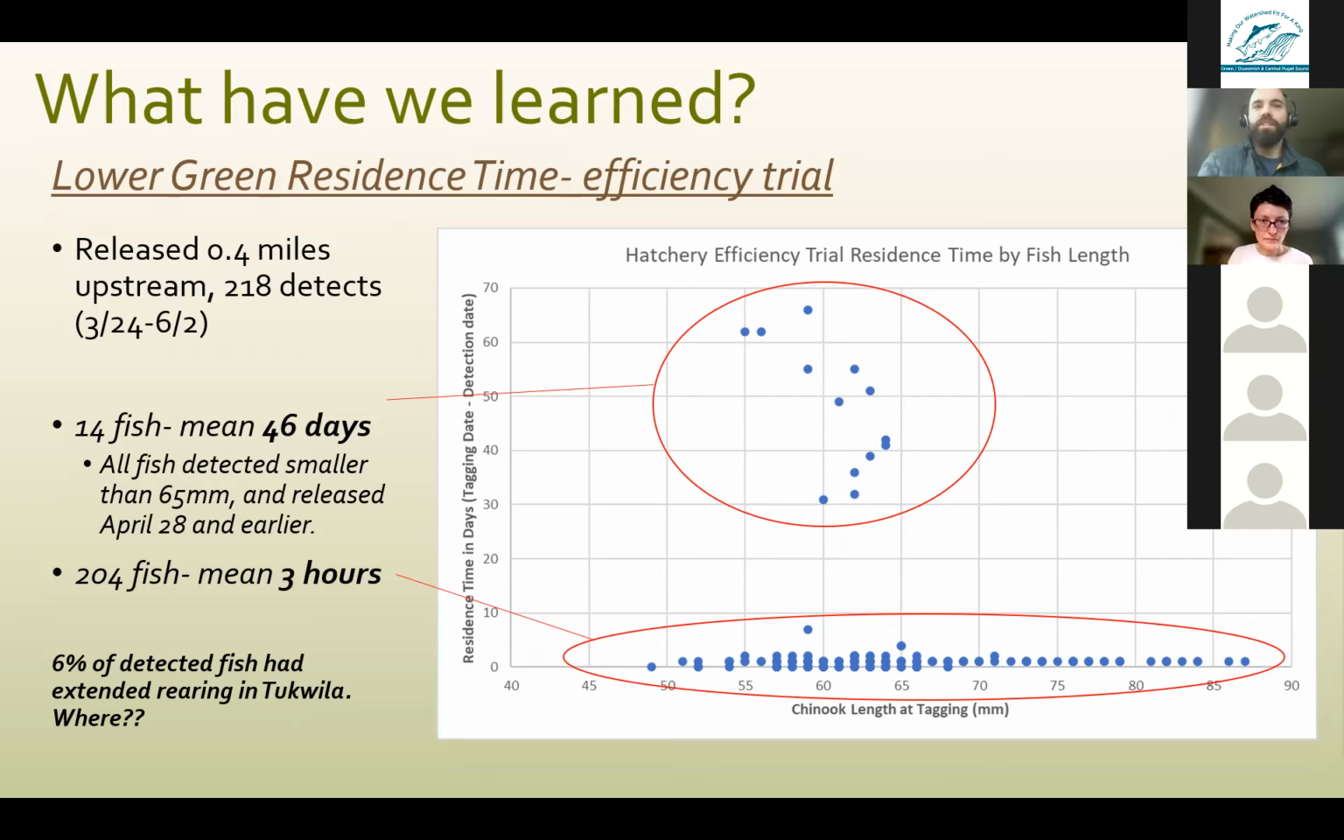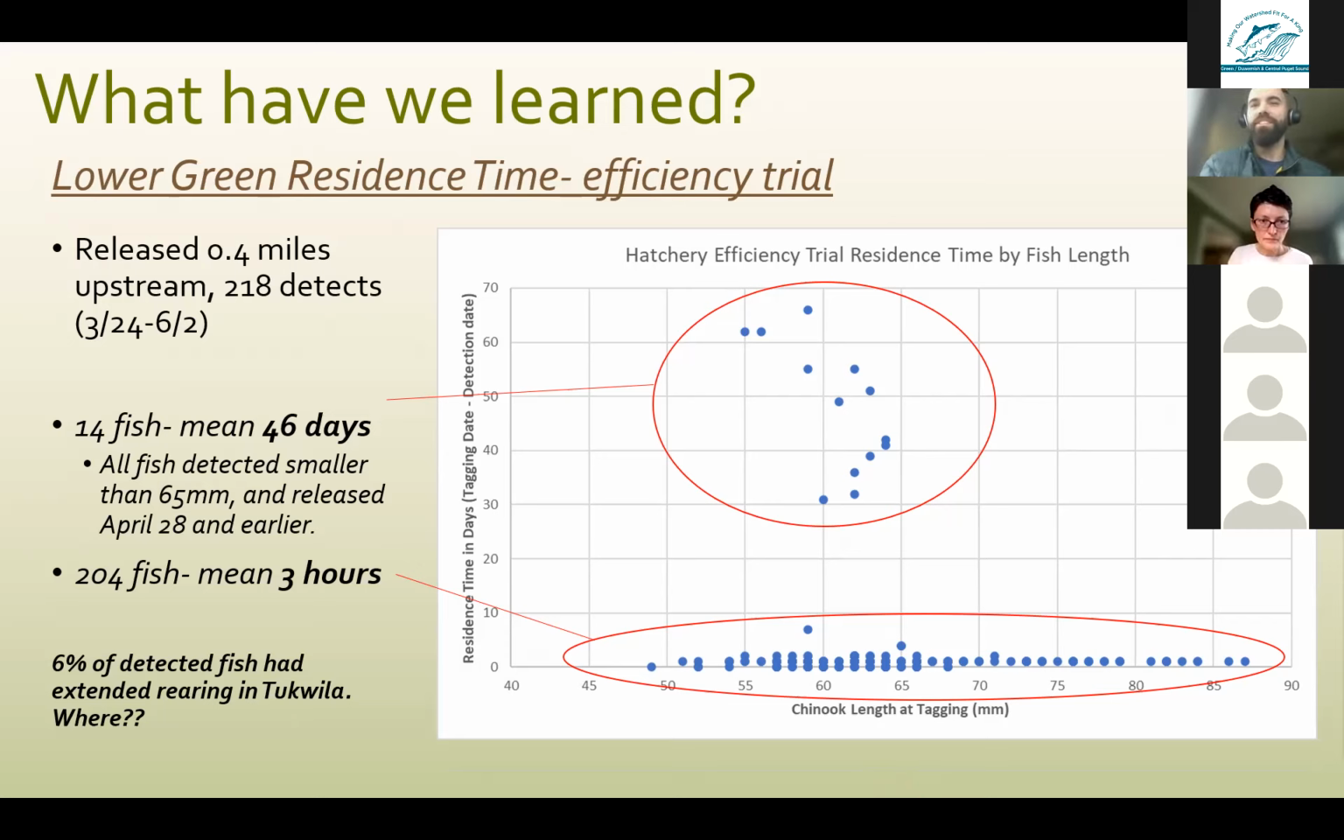It's only 6%, but interestingly enough, these fish are spending considerable time and they are finding places to live in the lower Green around Tukwila. Now, you have Gilliam Creek that's right in the reach. It was in between the barge and the release location. So you have that potential. These fish could also be moving upstream or downstream.